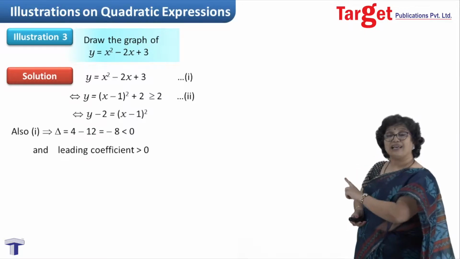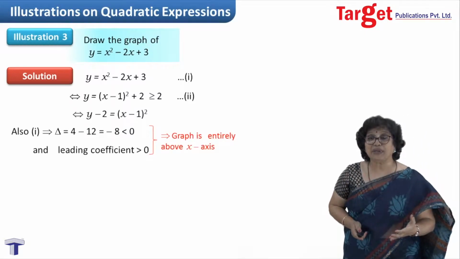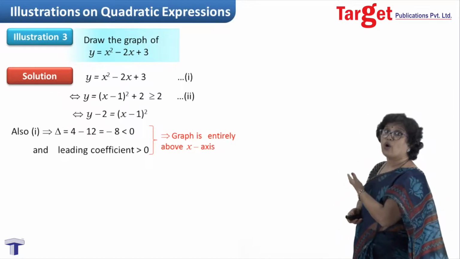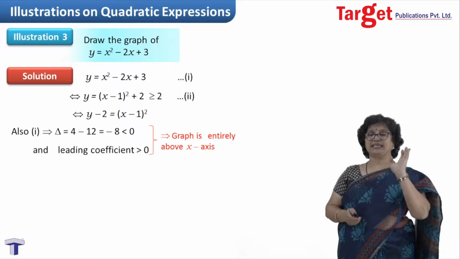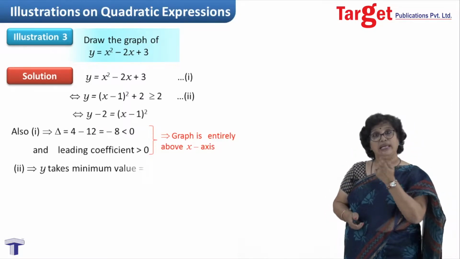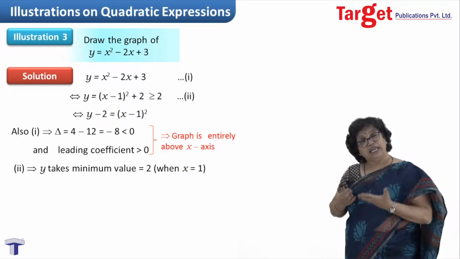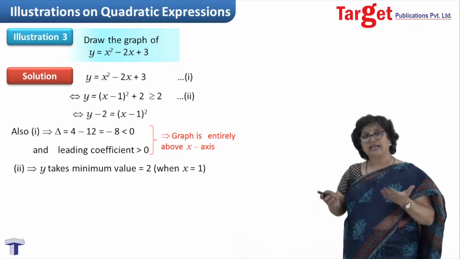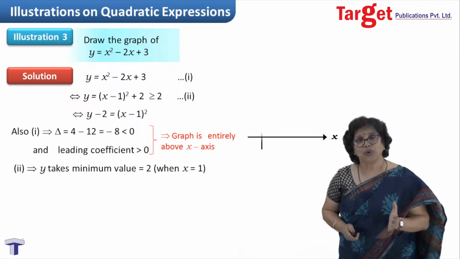Now, discriminant less than 0 and leading coefficient greater than 0, what does that lead to? That tells me that the expression is positive for all x. So this also tells me again that the graph is going to be fully above the x-axis and opening upwards because of the positive leading coefficient. Now, minimum value 2, leading coefficient positive, does that not tell us that it's high time that we try to draw the graph?